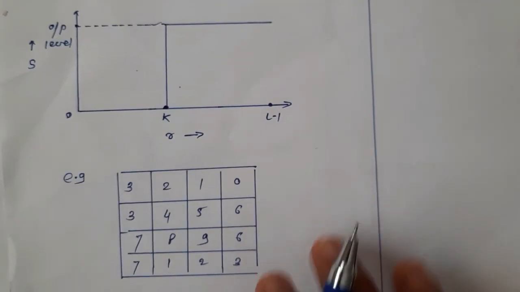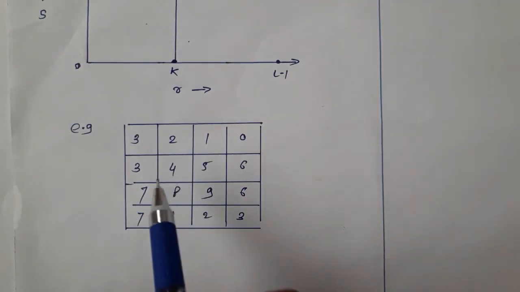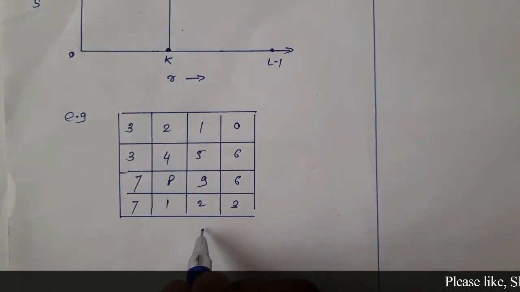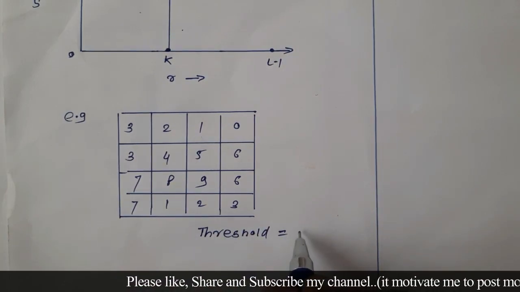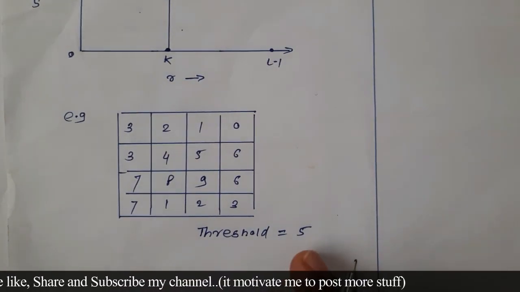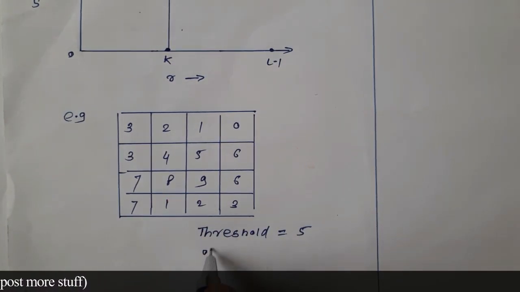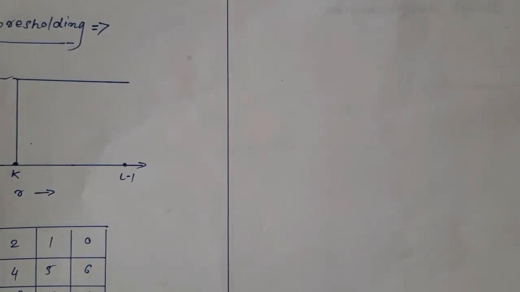Now I will take one example on the same. I have considered one 4x4 image which consists of random pixel values. Now in this case I am going to assume my threshold value is 5. Now I want to find out the threshold image for this input image, and the output higher level I am going to assume is equal to 1.